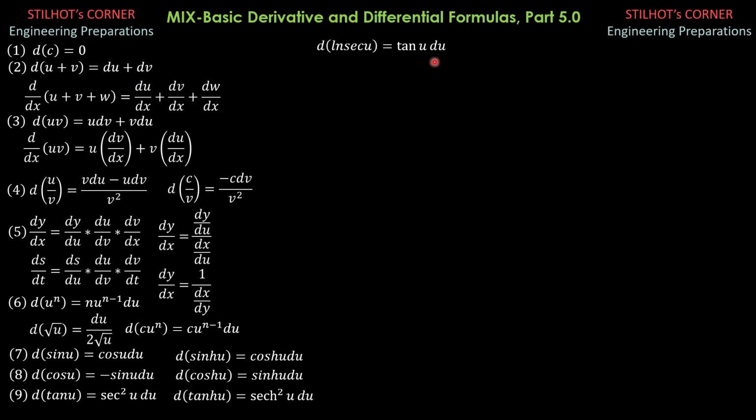Then the differential of ln sine u is positive cotangent u du. So again, you make this 1 over sine u. Of course, you have to be familiar with the differential of ln.